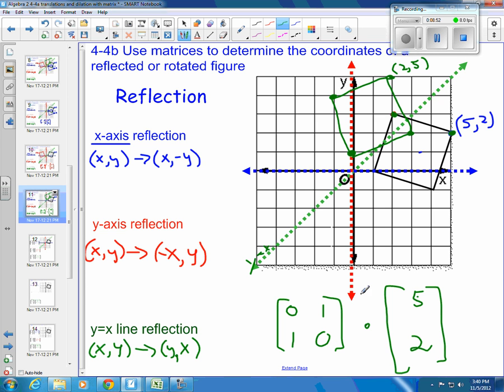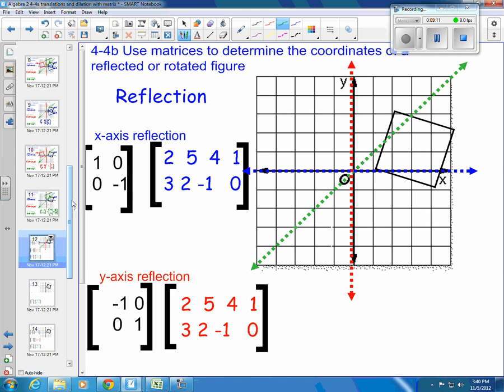So if I take the 5 times the 0, that would be 0. 2 times the 1 would be 2. That would, in fact, give me my 2 on top. And 5 times the 1 plus 2 times the 0 would give me my 5 on bottom. So you can see how that would flip my point here, and so instead of having 5, 2, it would be 2, 5. So let's put that all together on one screen for you.